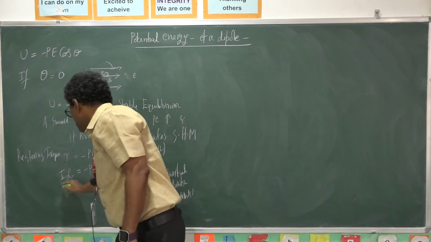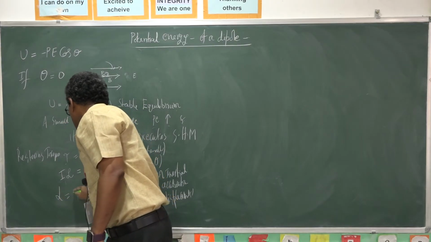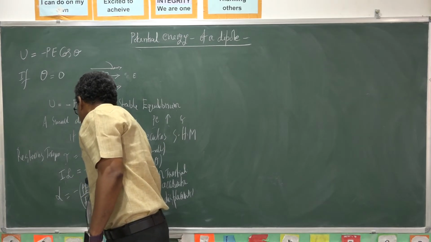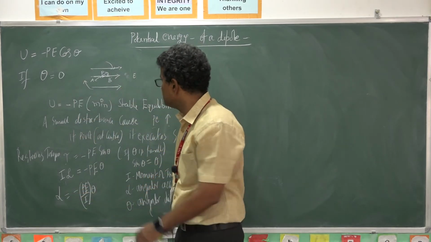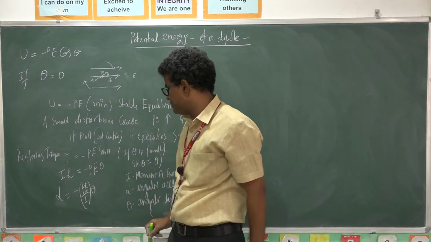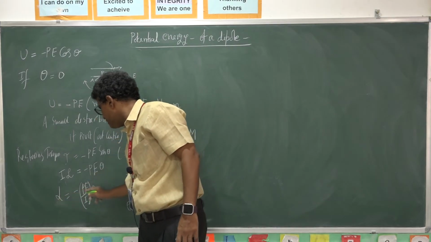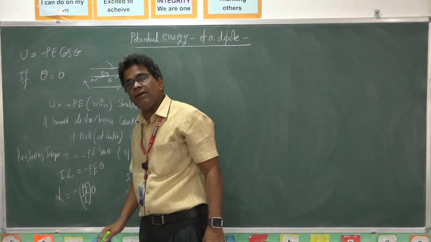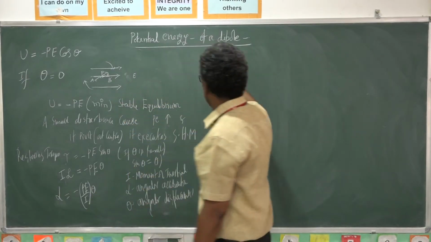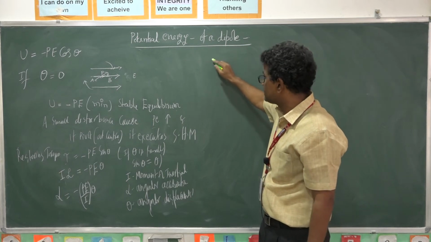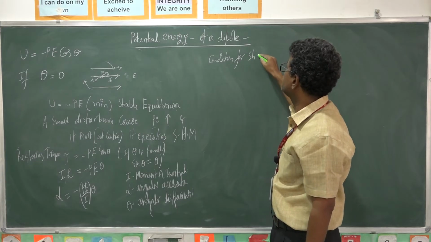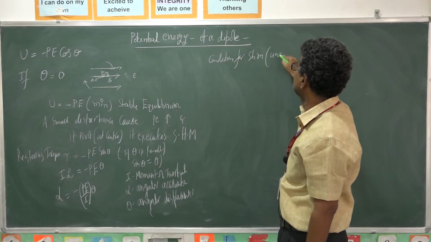So alpha is minus PE by I of theta. During its oscillations, PE by I won't change. So angular acceleration is proportional to minus angular displacement. This is the condition for SHM, the essential condition for SHM. This is called angular SHM.